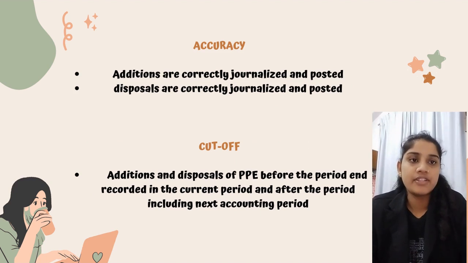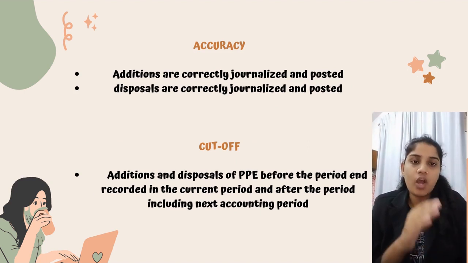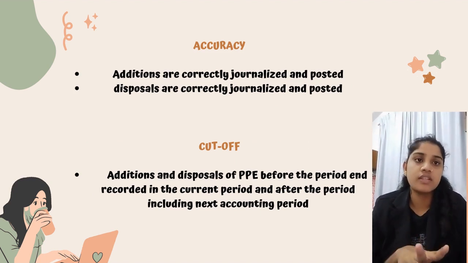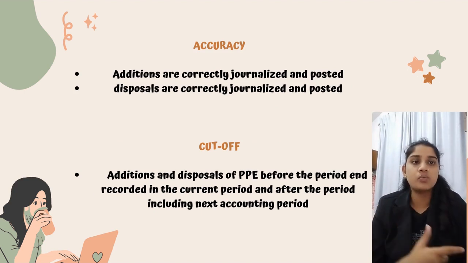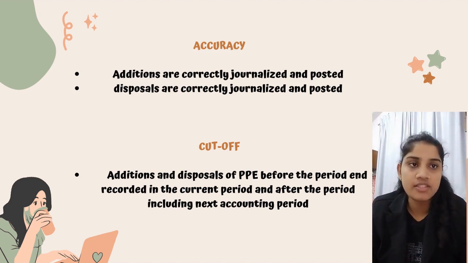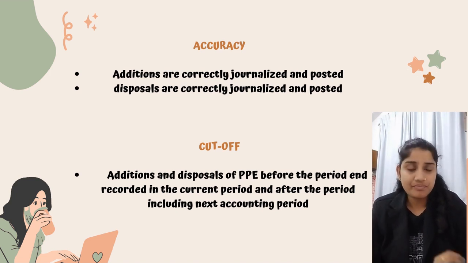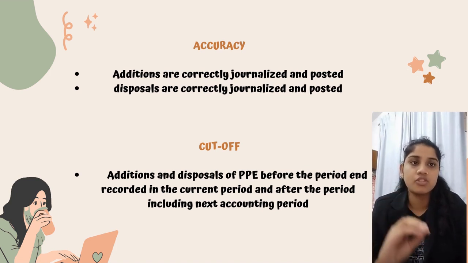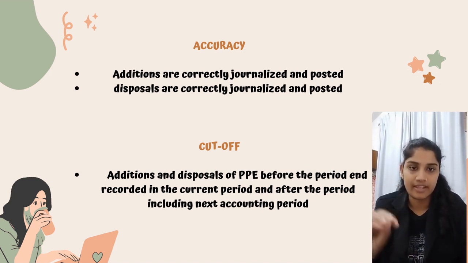Next is accuracy. So basically in all the control objectives, there are two things, which are additions and disposals. In this way, for accuracy, additions are correctly journalized and posted, and also disposals are correctly journalized and posted. That means all these additions and disposals should be accurate and posted correctly.